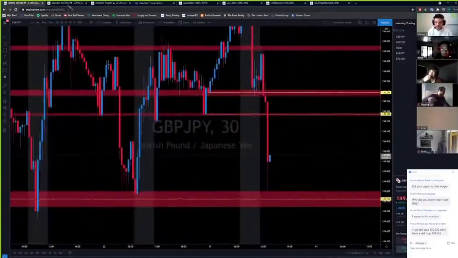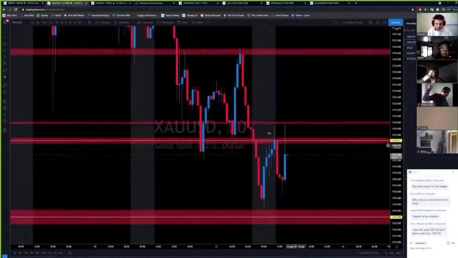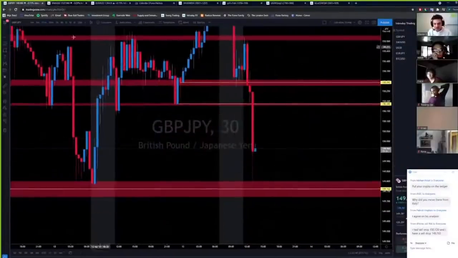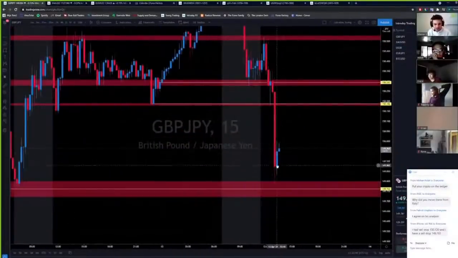Let's see, we got a candle close. Let's take a look. Yeah, the 30-minute on gold closed below, so you kind of are out of luck on buys over there. This 30-minute closed here. We see the 15-minute is bullish.